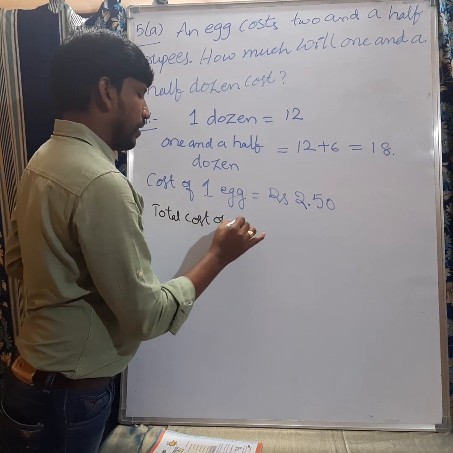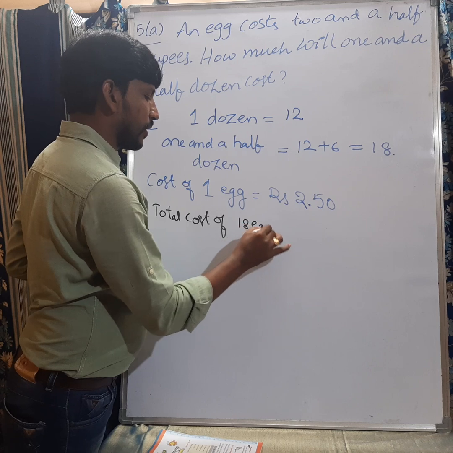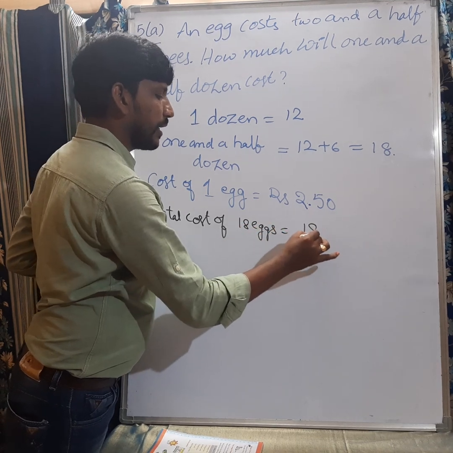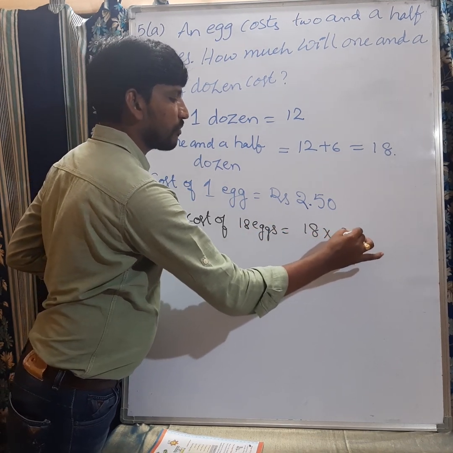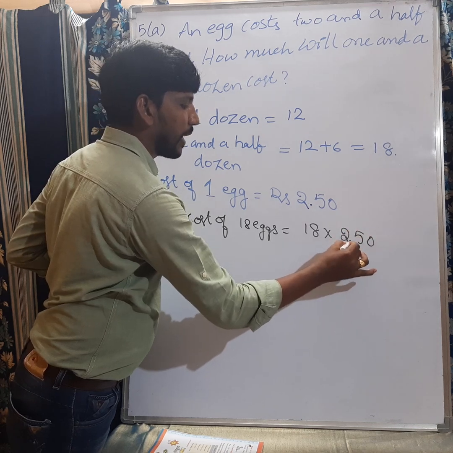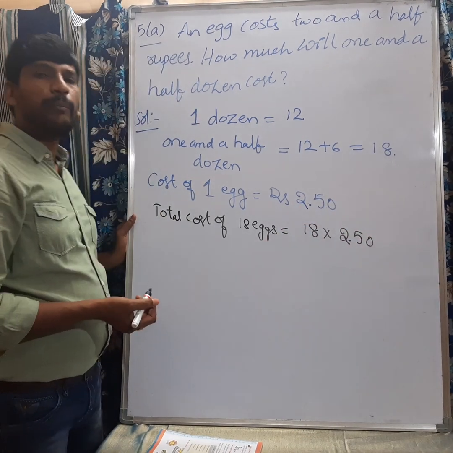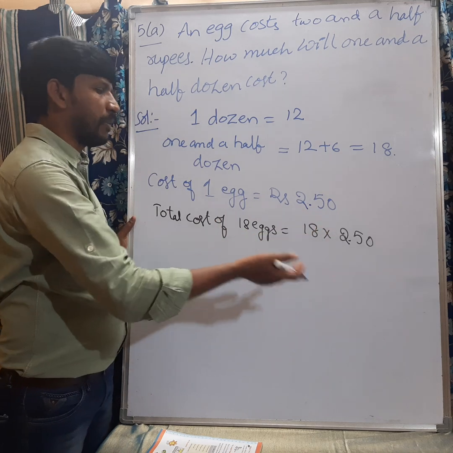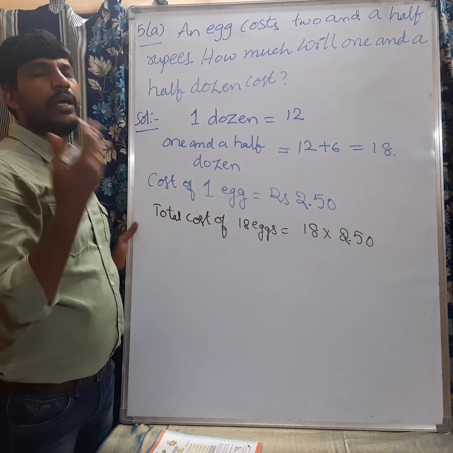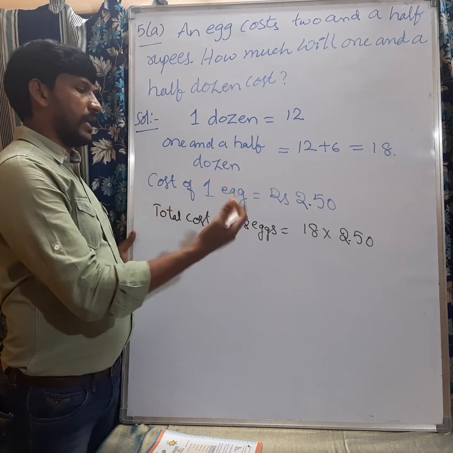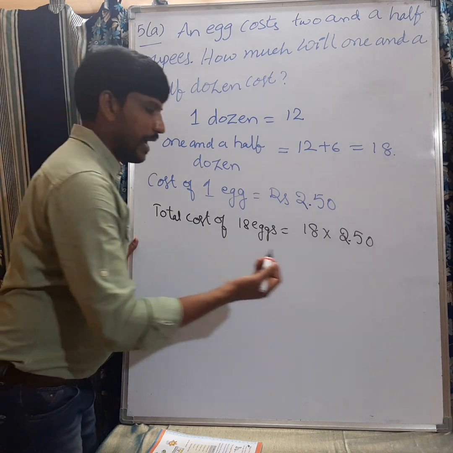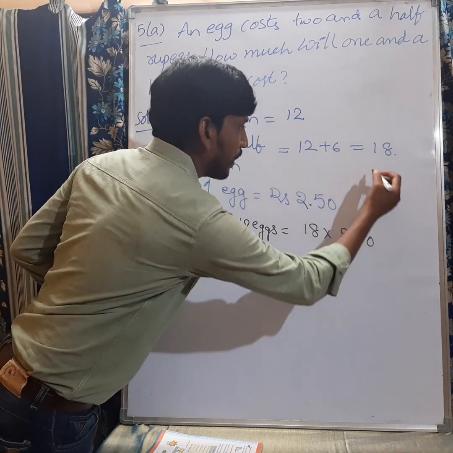So now the total cost of 18 eggs is equal to 18 into 2 rupees 50 paisa. How to multiply? Normal multiplication. How do you multiply at the 4th class level? The same way we are going to multiply. I am going to do the rough work here.